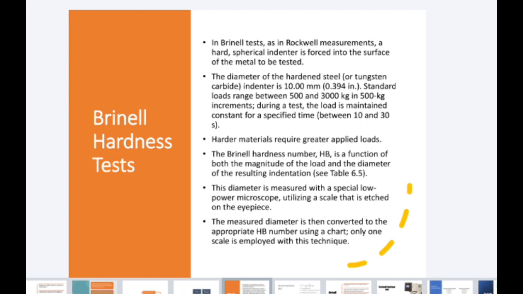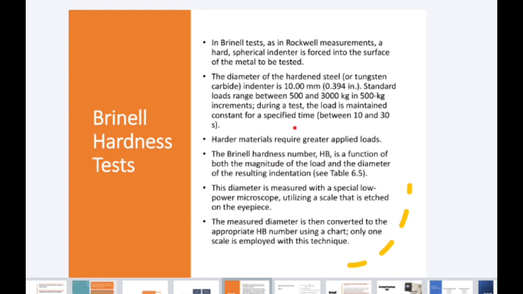So now we have the first one, the Brinell hardness test, right? We discussed this, but we are quickly going through it. In today's class, most of the things we discussed in the lab, but this is just a repetition. In the Brinell hardness test, a spherical indenter is forced into the surface of the metal to be tested. Whatever material we want to test, we force a spherical, or you can say a ball, indenter into the surface of the metal.